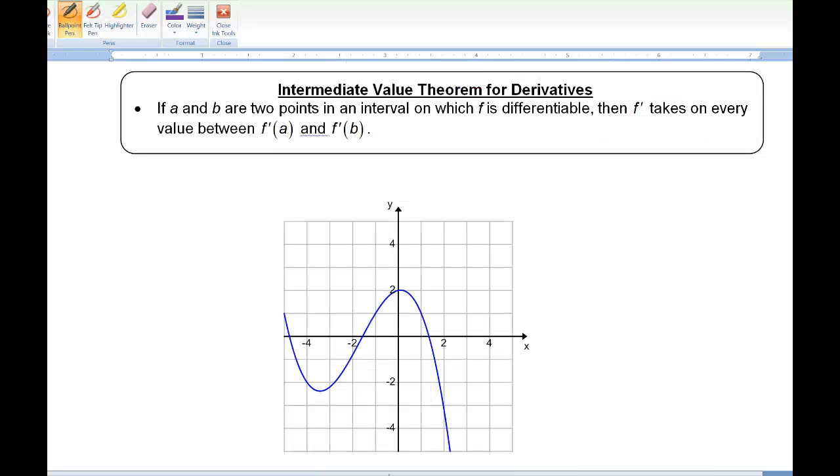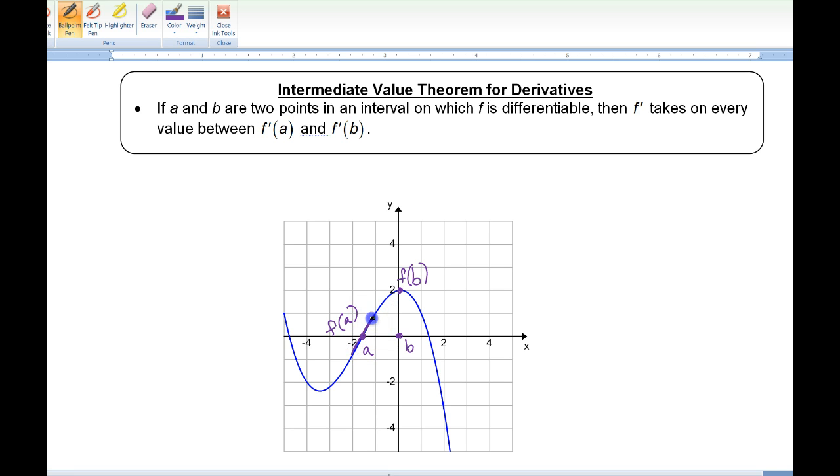Okay, we really don't discuss this too much in this class, but I put it in here. Intermediate value theorem for derivatives. It just means, let's say you have a point here. Let's say here's A, and here's B. So this would be f of B and f of A.